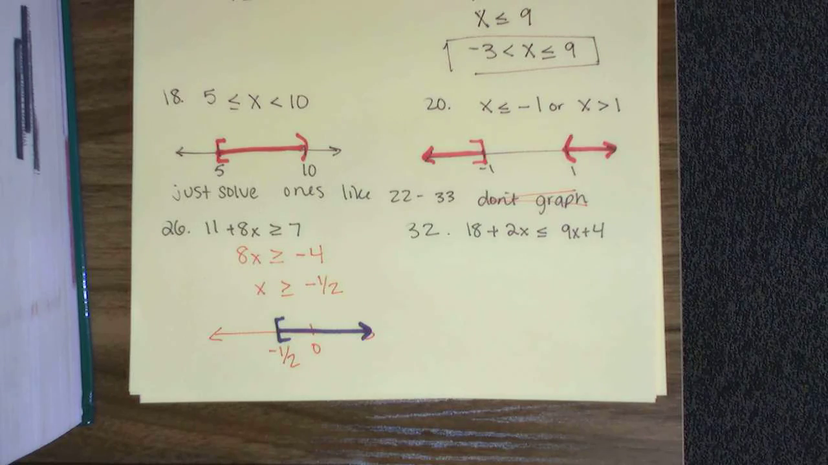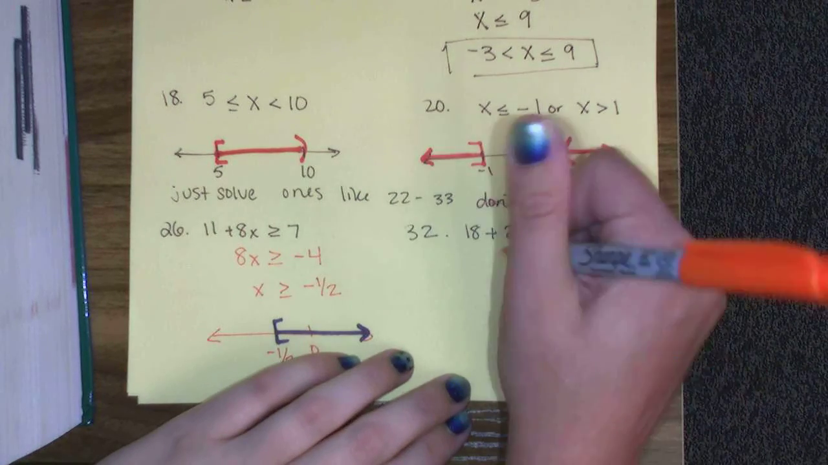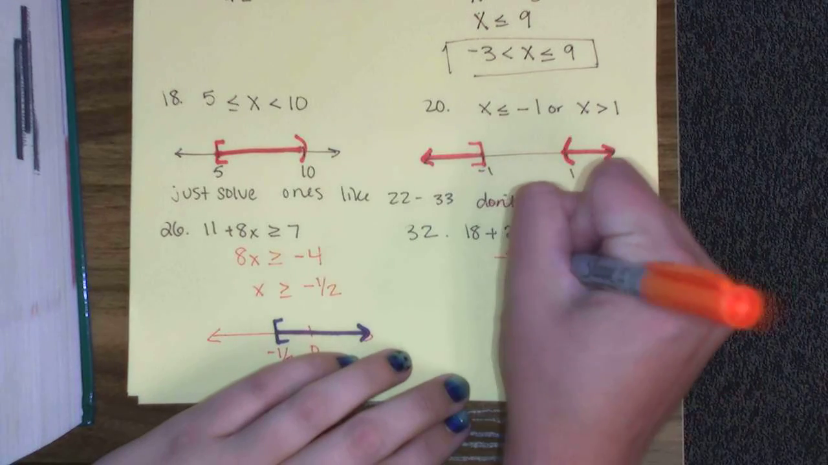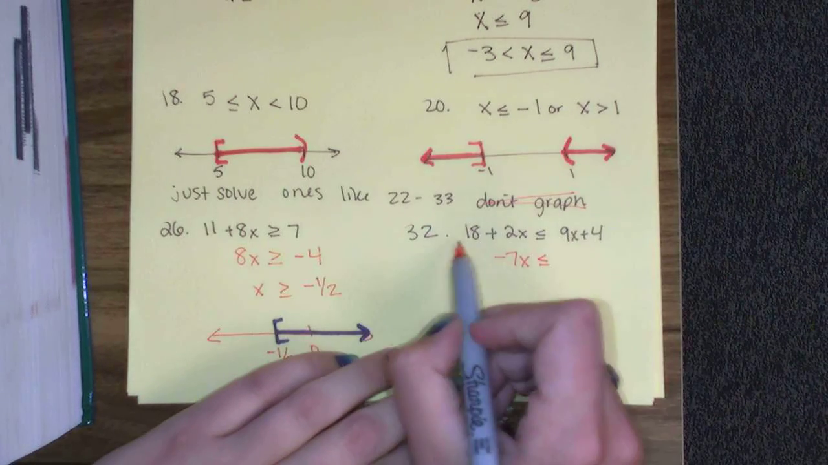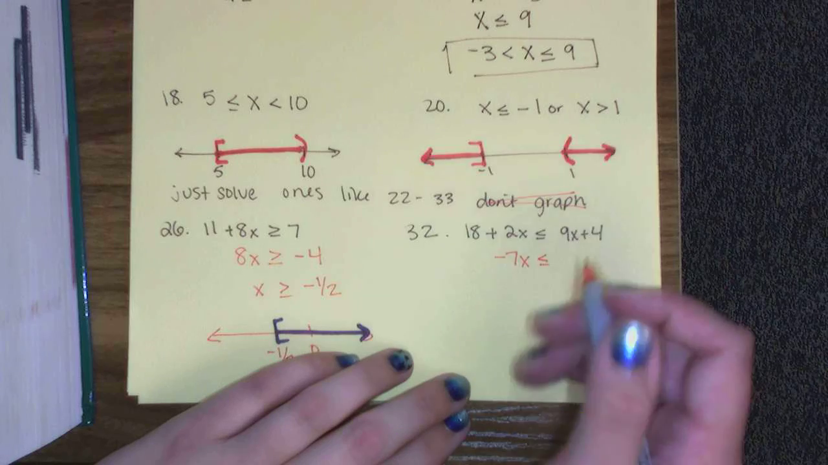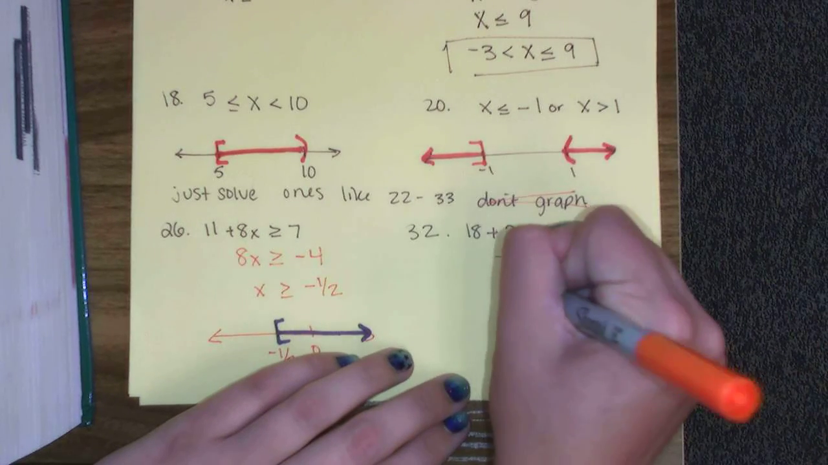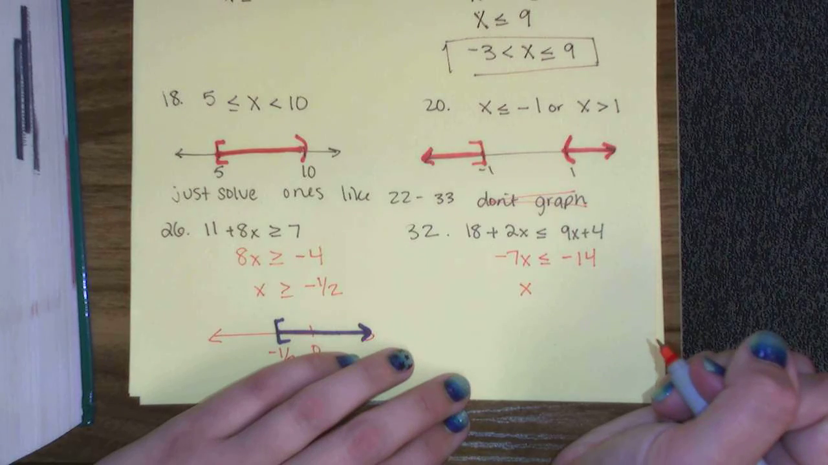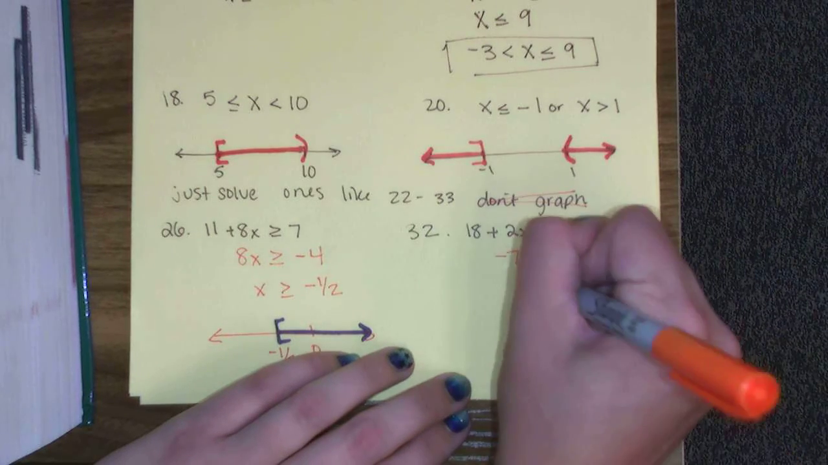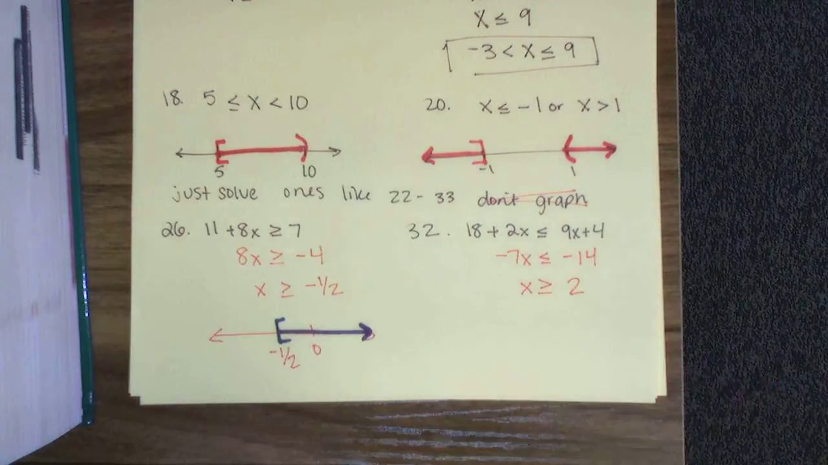Alright, how do we solve this? Subtract 9x, so that gives me negative 7x is less than or equal to, I'm going to go ahead and move the 18 over also. What is it, Garrett? Yep, x is greater than or equal to 2, okay? You divide by a negative, so you flip the sign.